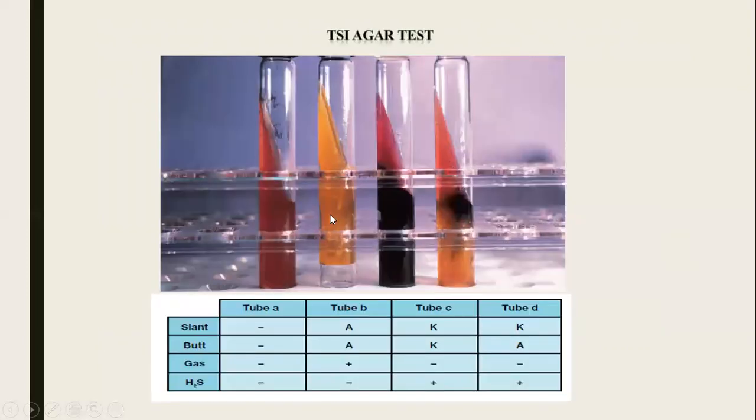And here you can see the differences between the different organisms in slant, butt, gas and hydrogen sulfide production. Hydrogen sulfide production has been observed in tube C and tube D, with blackening of colonies. And gas production has been observed in the second tube. You can see the breaking up of the medium in the second tube.